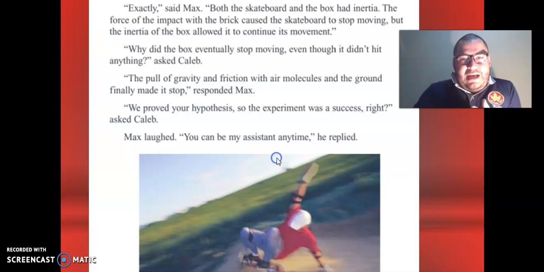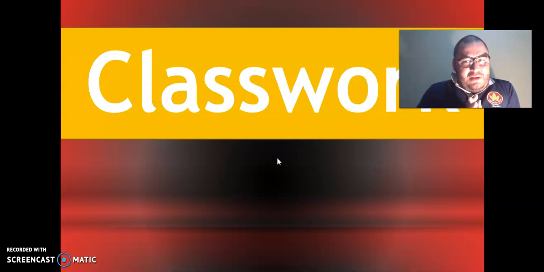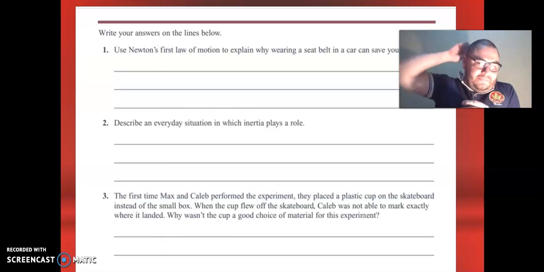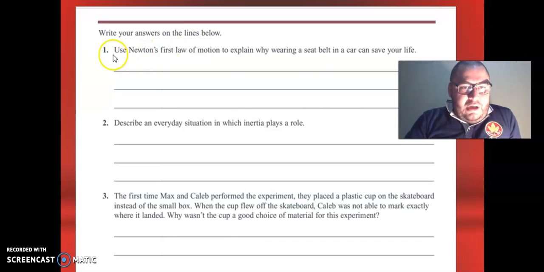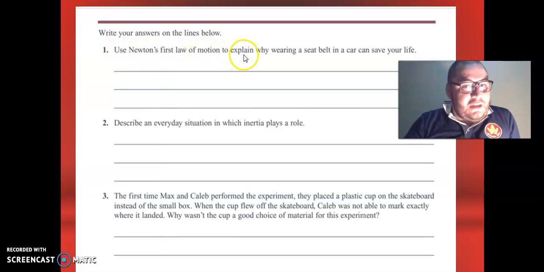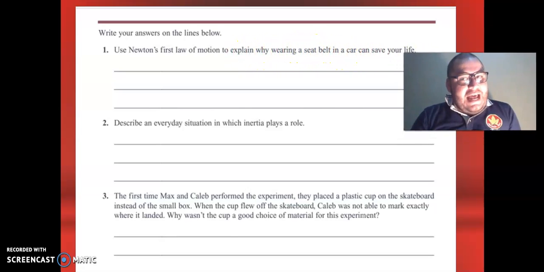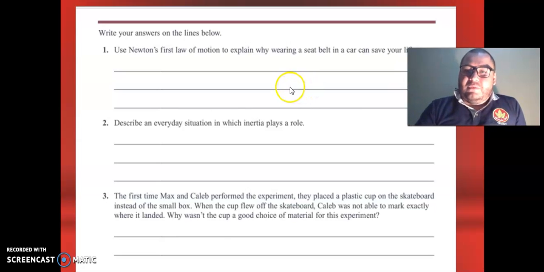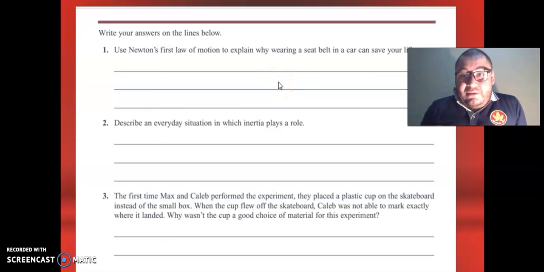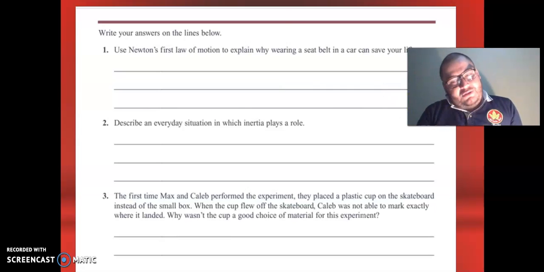So let's go to the classwork and see the questions about this lesson. Super easy, talking about inertia. Use Newton's first law of motion to explain why wearing a seat belt in a car can save your life. Why? In an impact, you are going to receive the force of the inertia. If you have the seat belt, you're going to be safe. You're going to write, super easy.